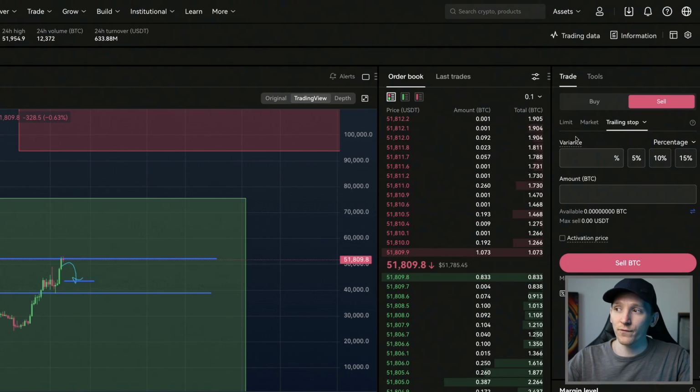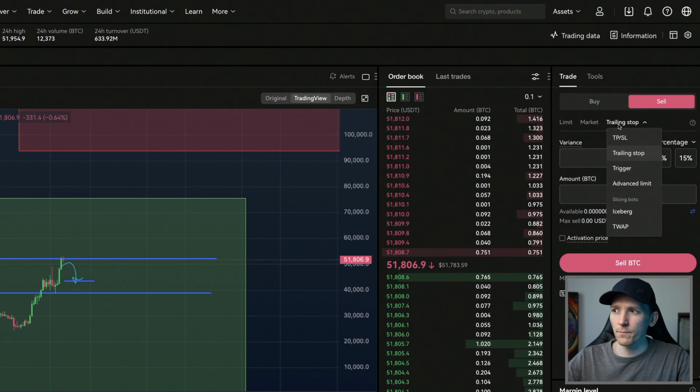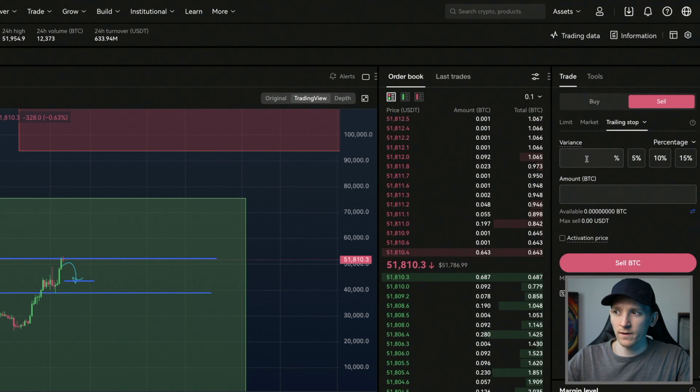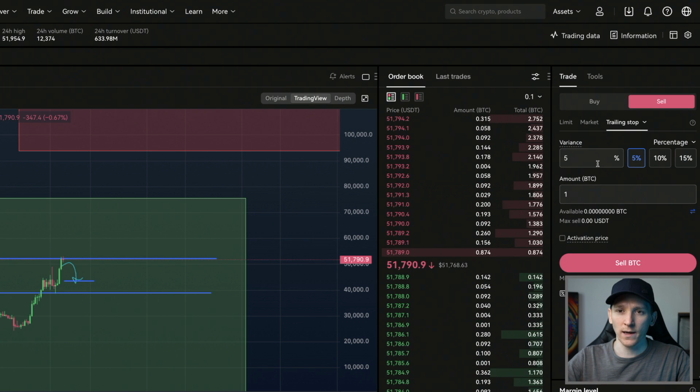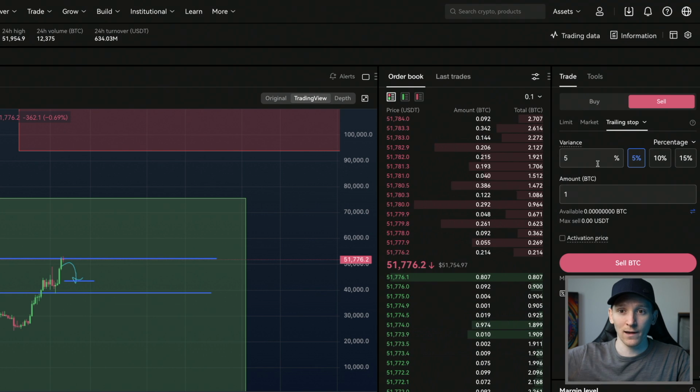Another order type we can use is a trailing stop. This is usually used towards the sell side. So if you're looking to sell an asset, then you could do that. So sell, trailing stop, and you can see the variance here. What does this mean? So this is a sell order. What we're telling the system is, I want to sell, so you can put an amount of Bitcoin in here, and I want to be 5% away from the current price. So I've got Bitcoin and I'm going to sell. If the price drops 5% from here, that triggers and I sell my asset.